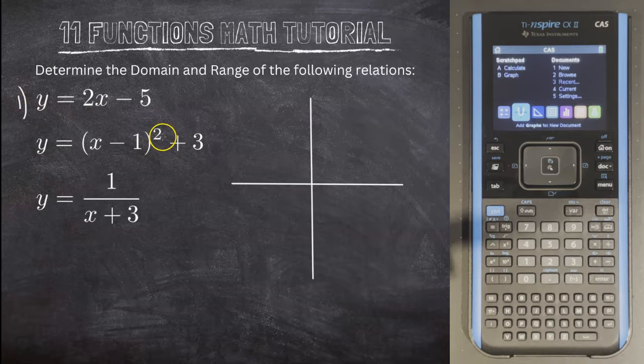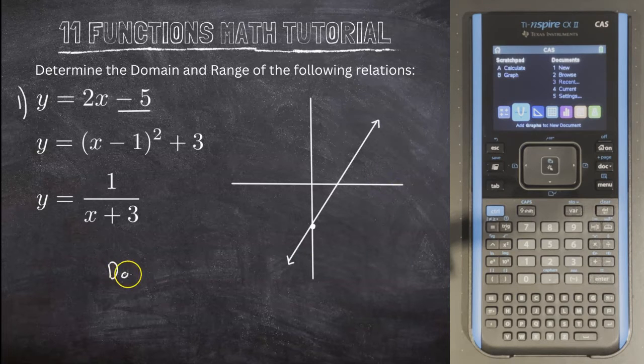So the first one, that's a linear relation where the y-intercept is going to be -5. So let's just roughly graph that here. And then the slope is 2, so we'll just roughly make a nice steep slope here. Now we can see for linear relations, this line is going to extend forever to the left and to the right of our x-axis and forever down and up on our y-axis.